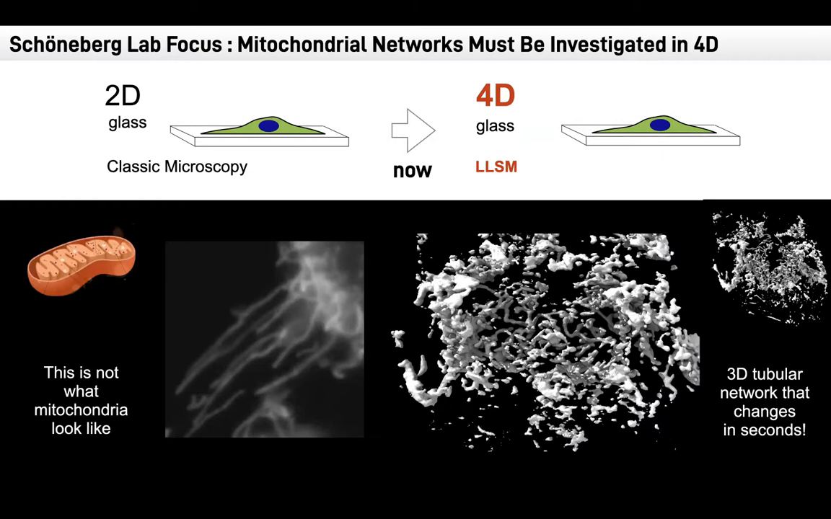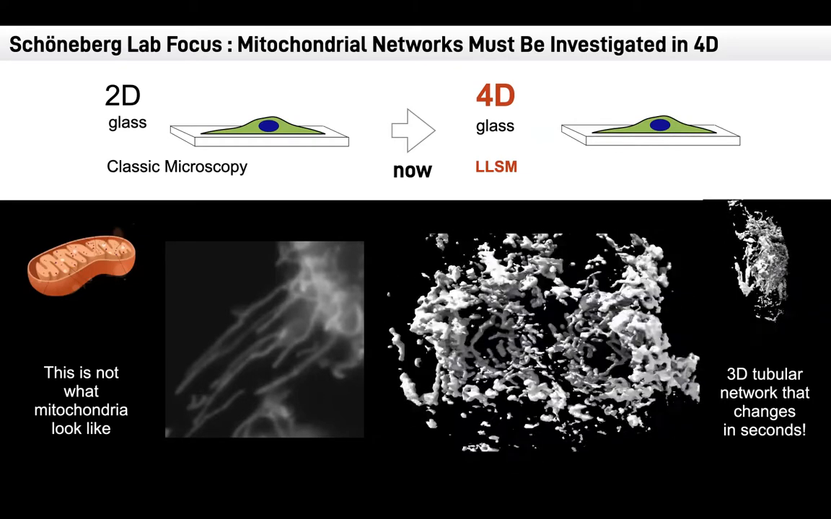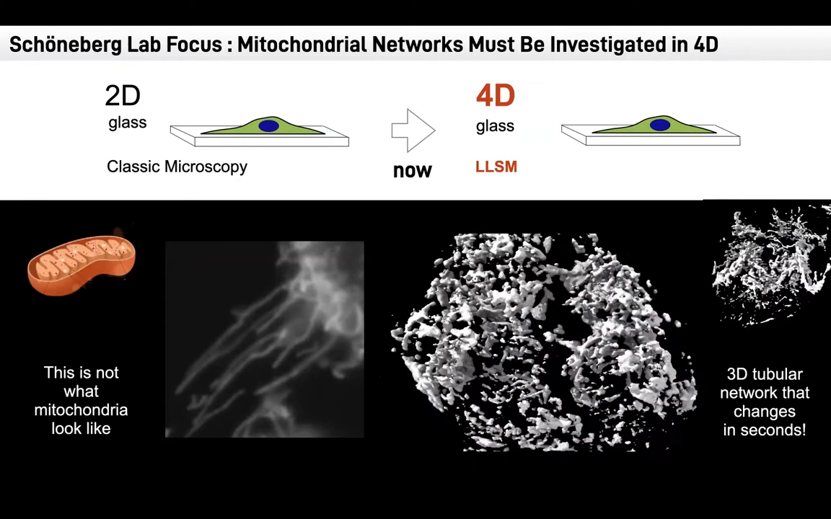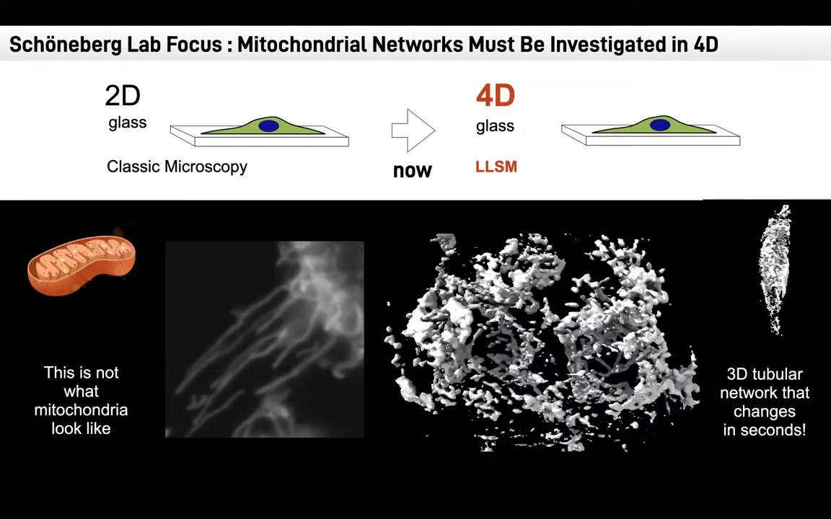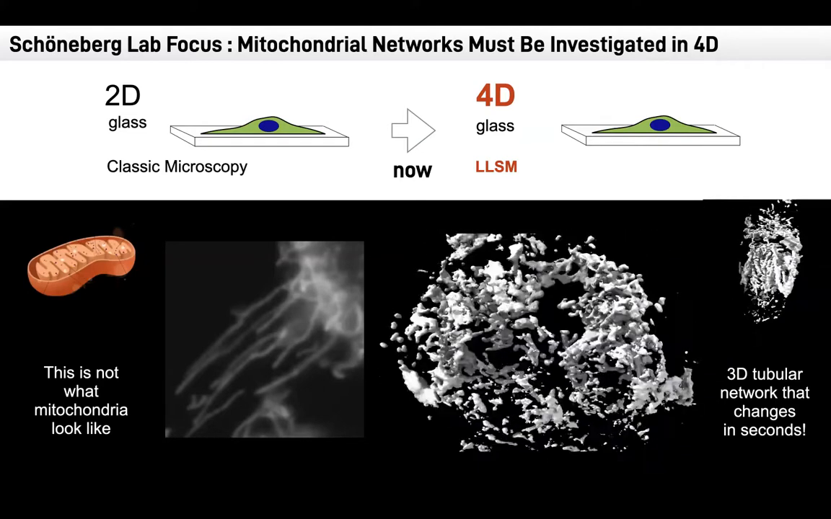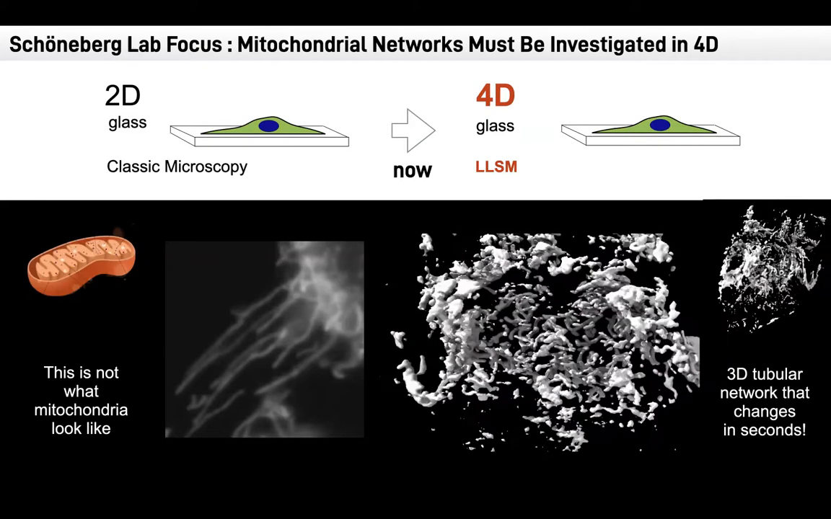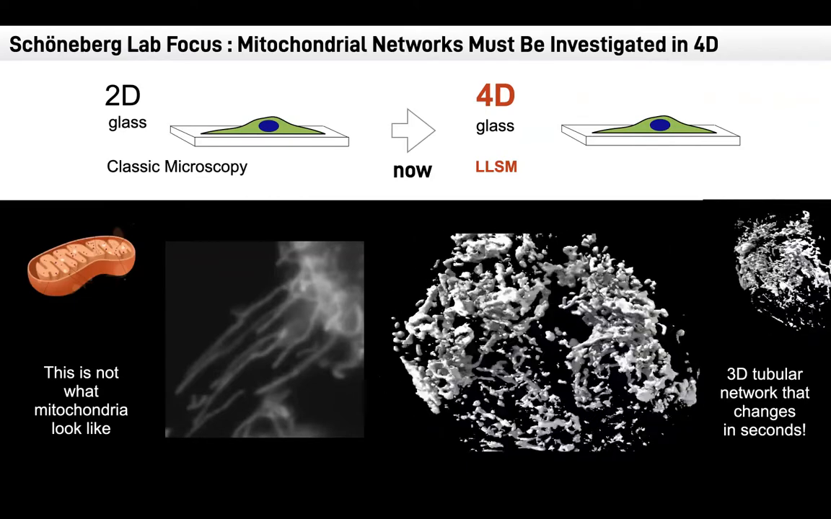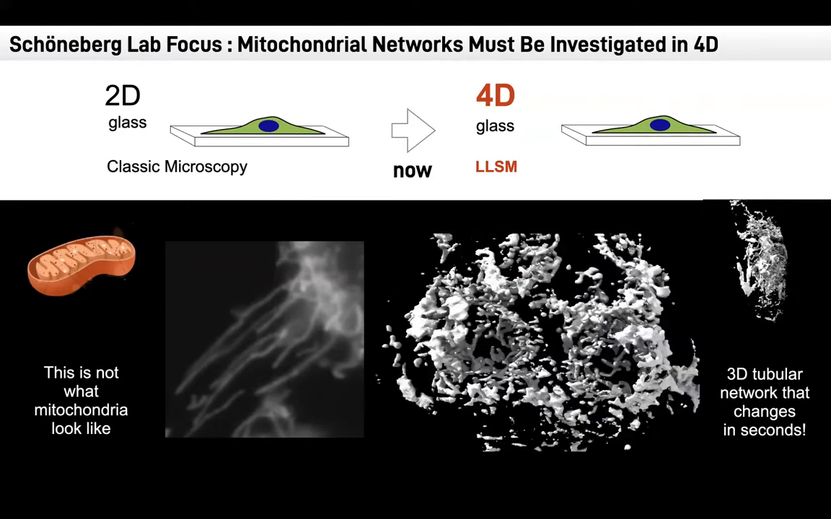It's actually 3-dimensional networks that are very, very quickly remodeling themselves. So it's a dynamic, extremely fast network. So everything in white here is a mitochondrion. What we're actually looking at here is two processes.